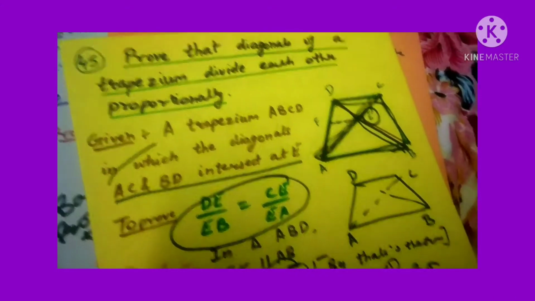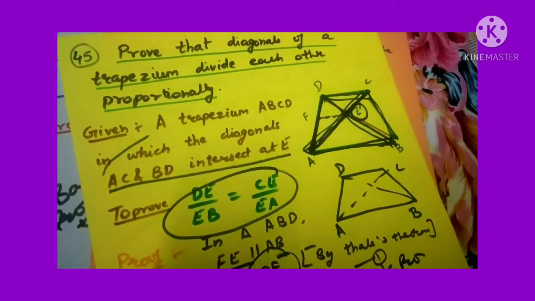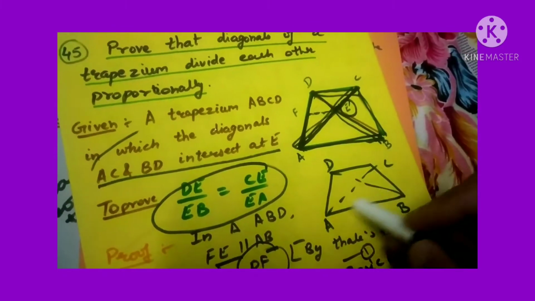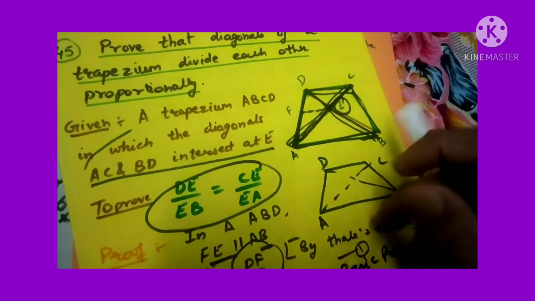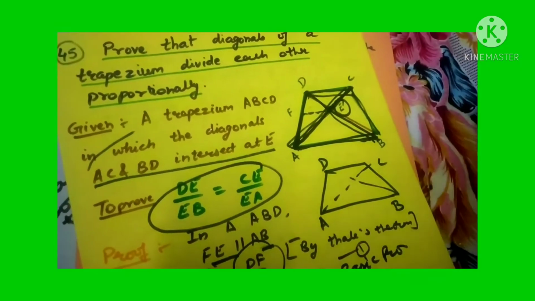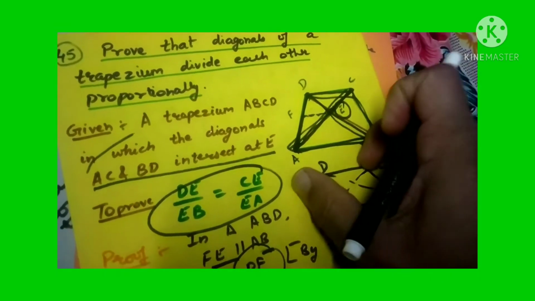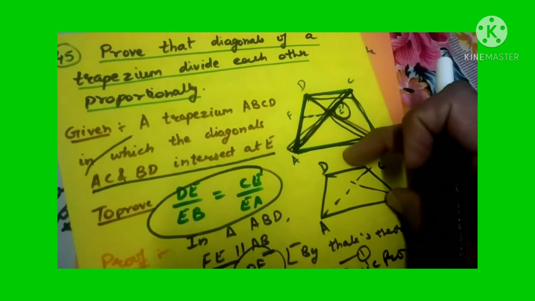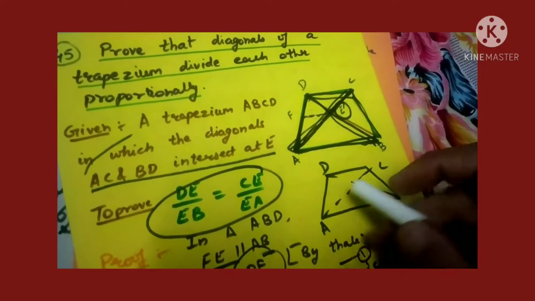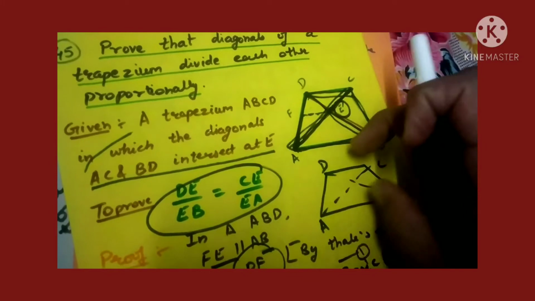So today I am going to explain to you about the trapezium. Trapezium is a four-sided figure in which two sides are parallel, like AB is parallel to CD. These two sides are parallel, and AD and BC are not parallel. That is, this side and this side are parallel, and these sides are not parallel.